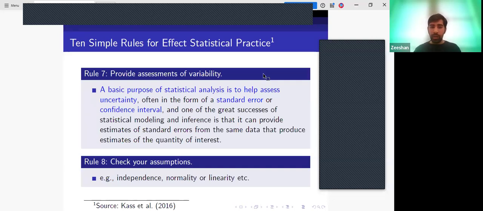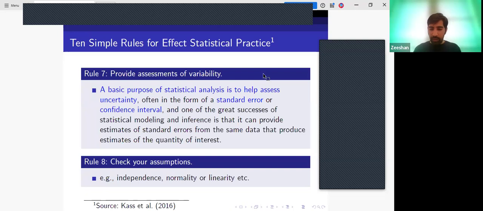So in ANOVA, what are the assumptions? The first thing, your response should be categorical. Second, your sample should be random, independent, and identically distributed, and should be normal, or maybe non-normal, because for non-normality we have a critical values test, which is an alternative to the parametric ANOVA.